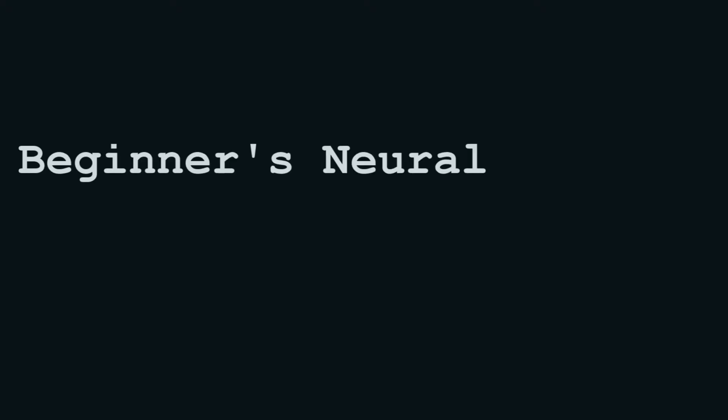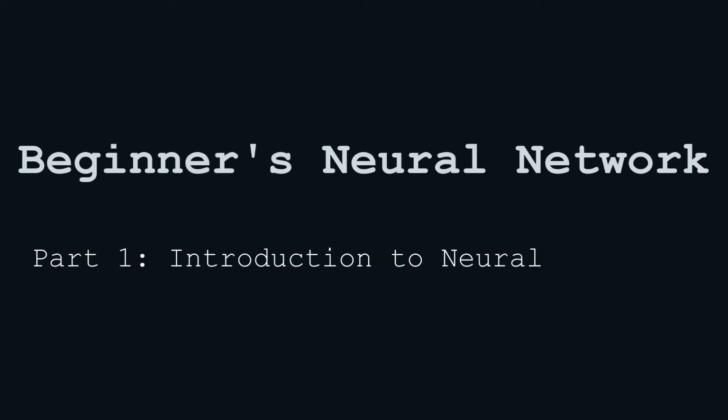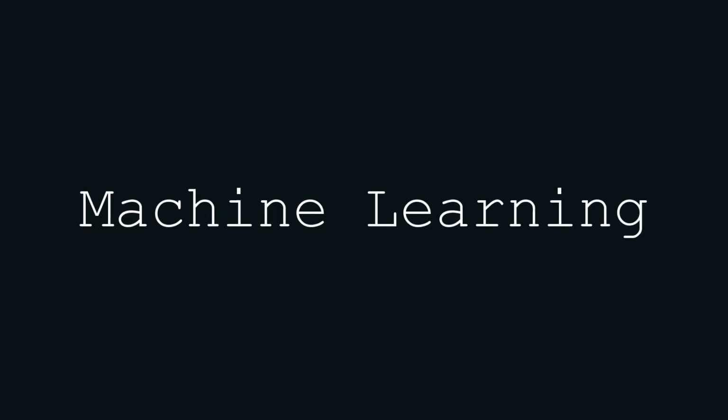This is the first part of the tutorial series called Beginner's Neural Network. In this video, we will briefly look at the introduction of neural networks. But first, let's talk a bit about machine learning, which is a type of artificial intelligence method based on the idea that a system can learn from data.